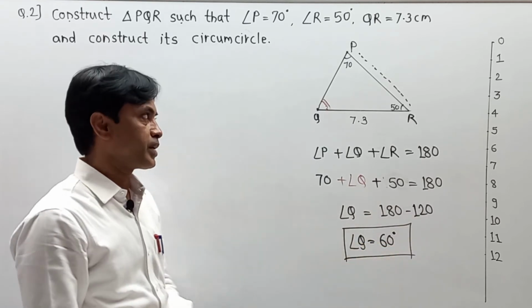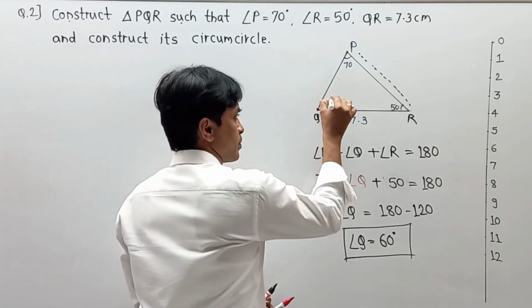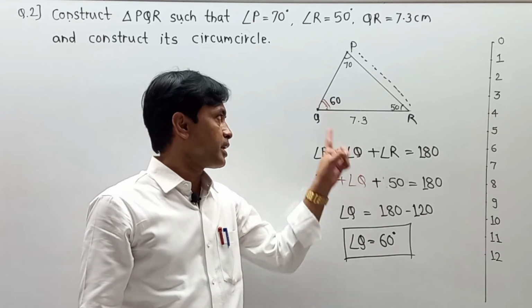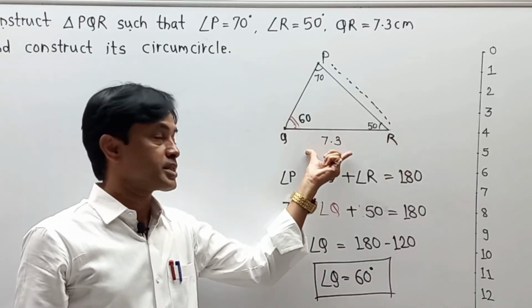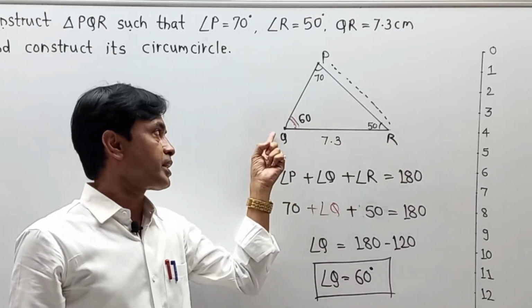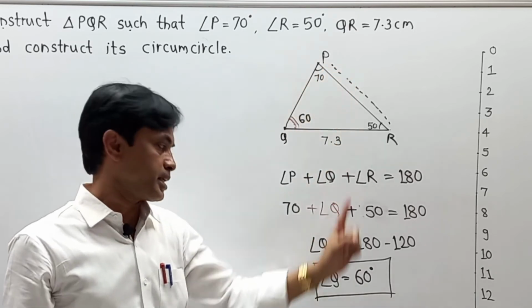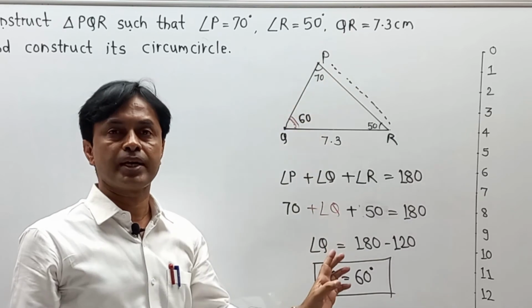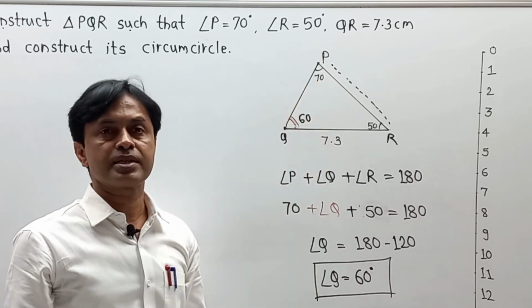What is the advantage of that? Now by mathematical calculation, we are able to get angle Q as 60 degrees. The simple advantage is that you can simply draw QR as 7.3. After that, your angle Q will be 60 degrees, definitely by mathematical calculation. Angle R is 50, it is given. Automatically your angle P becomes 70 degrees.